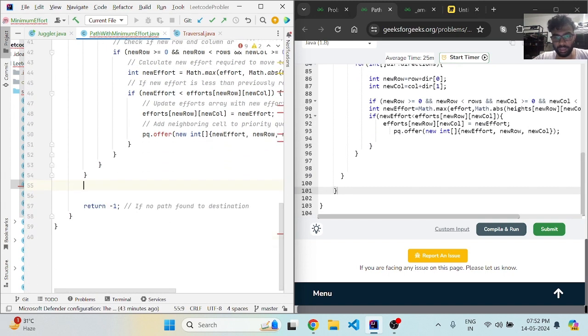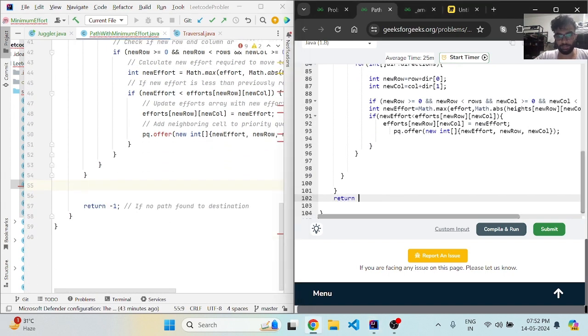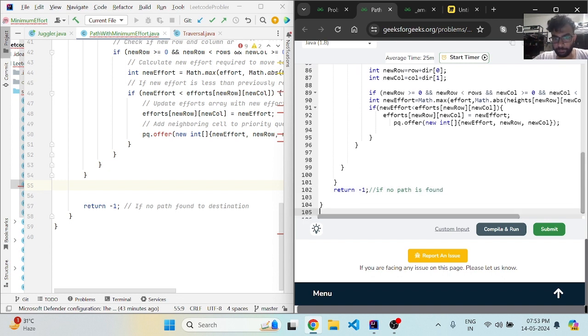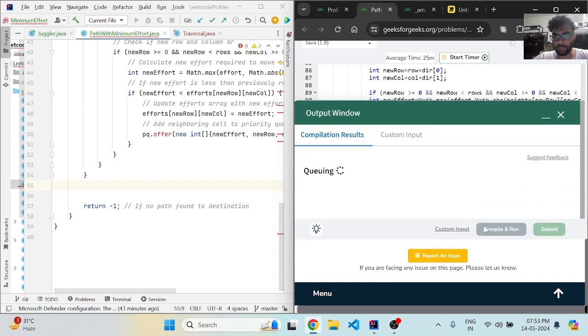After the while loop is done, what I'm going to do is return -1. This is the most obvious thing, if no path is found. And finally, close the class.